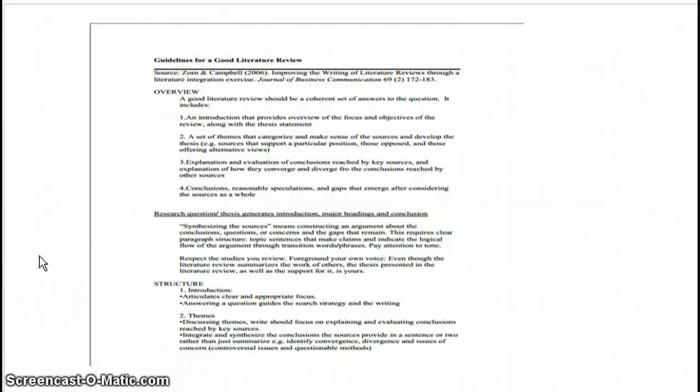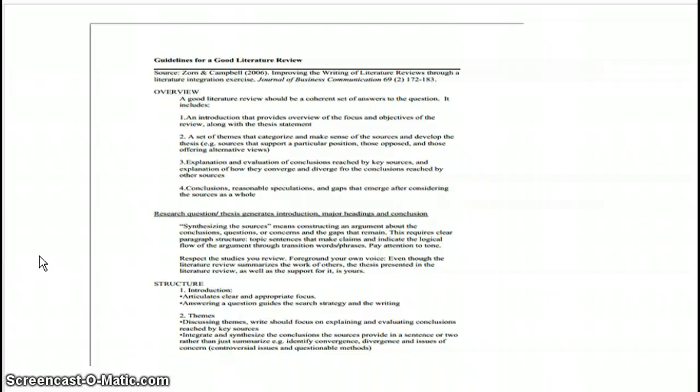Look at how it provides an overview, the structure of the paper, and that's what I just gave you, an analysis on the structure of what a good literature review is.